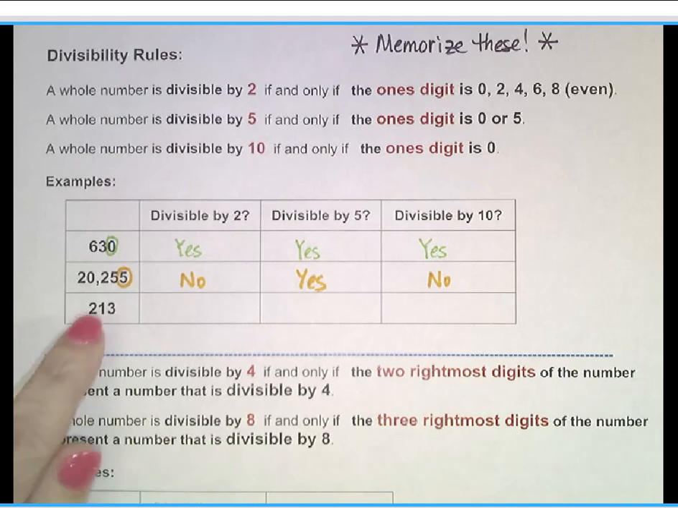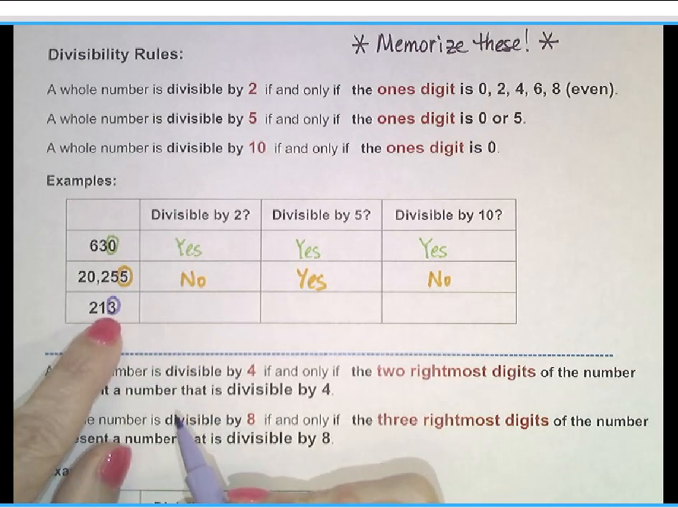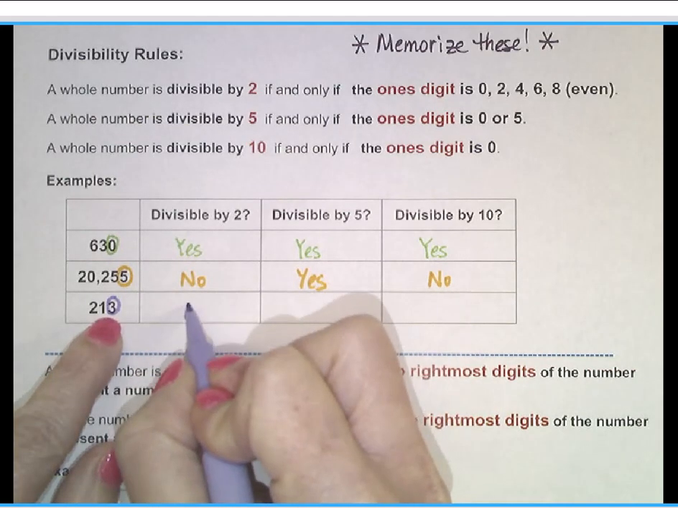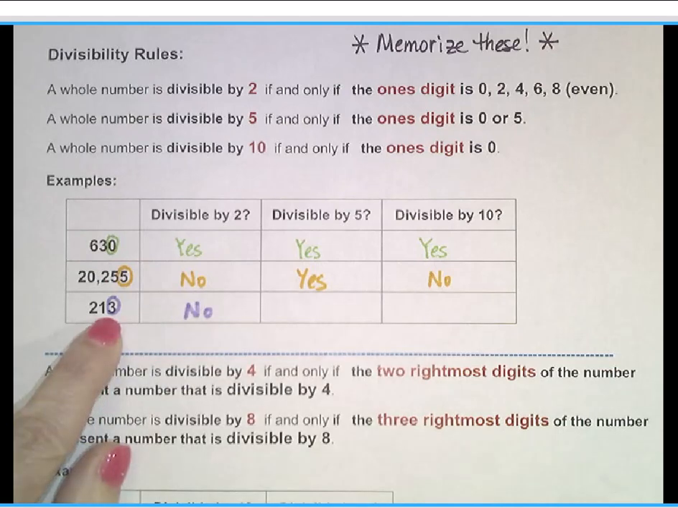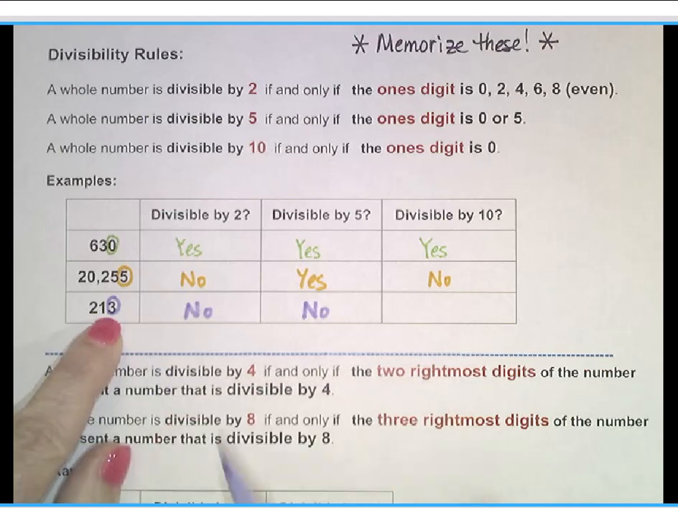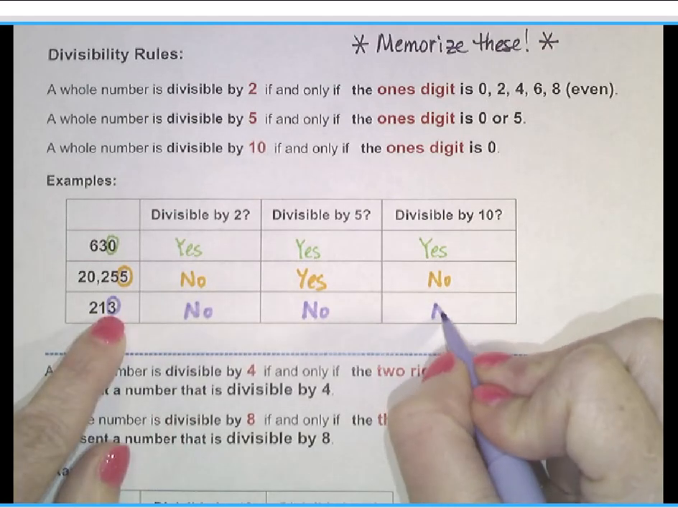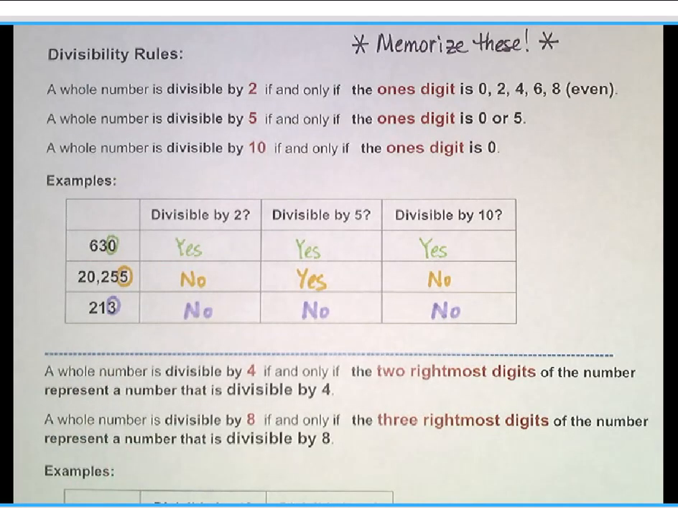And then the last one, 213, you just have to look at the 3. Is it divisible by 2? Nope. That's not even. Is it divisible by 5? Nope. That doesn't end in a 0 or a 5. Is it divisible by 10? Nope. So that one's not divisible by any of those. So those are the divisibility rules for 2, 5, and 10. Make sure you know them.